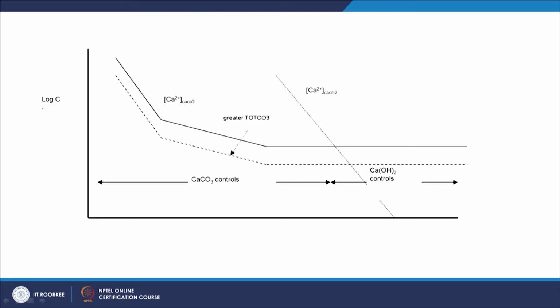So here we have log C and pH on the x axis. What do you see here? Let's try to understand the system. Let's look at the solid line here. This is the Ca2 plus that would be in equilibrium with calcium carbonate, and this is the calcium concentration that will be in equilibrium with calcium hydroxide. You see that for Ca2 plus with CaCO3, this is the trend, and for Ca(OH)2, this is the trend.